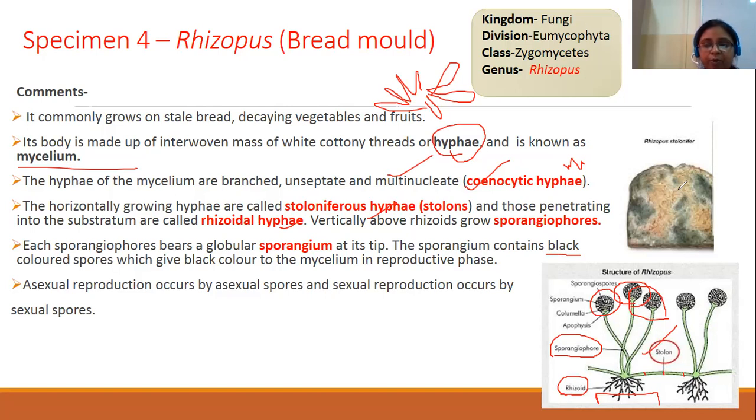Black bread sometimes looks green, sometimes black. It is all due to the black spores that it has produced, which are contained in the sporangium. Due to this, sometimes your bread looks black in color, and it shows that this mycelium is reproducing. It is in its reproductive phase. Now, asexual reproduction in this fungus mainly occurs by means of asexual spores, and sexual reproduction occurs by means of sexual spores. So in this way, the description of this is done.